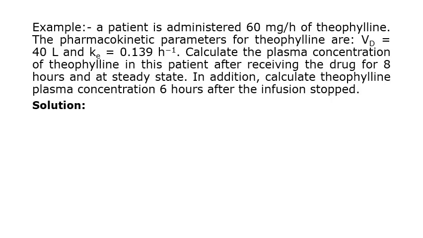Let's take an example. In this example, a patient is administered 60 milligram per hour. So this is an infusion of theophylline. The pharmacokinetic parameters of theophylline are volume of distribution 40 liter and elimination rate constant 0.139 per hour. Calculate the plasma concentration of theophylline in this patient after receiving the drug for 8 hours and at steady state. In addition, calculate theophylline plasma concentration 6 hours after the infusion stopped.